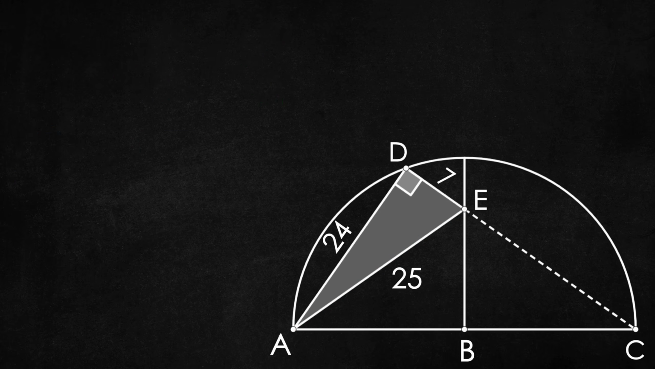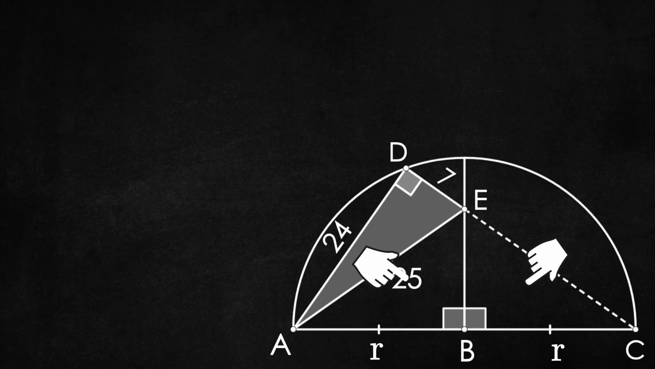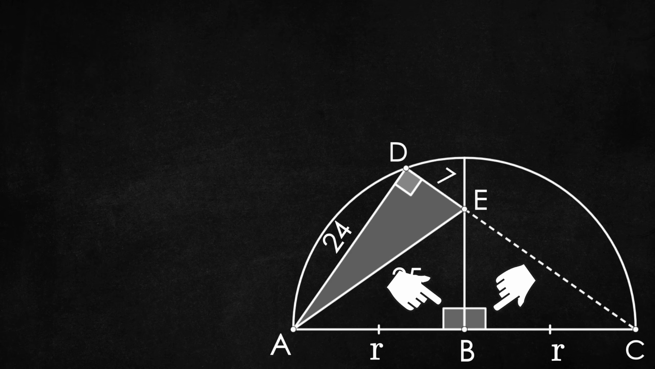If we assume R to be the radius of the circle, then both segments, AB and BC, are equal to R. This makes line AB congruent to line BC. Moreover, do not forget that these angles are 90 degrees.